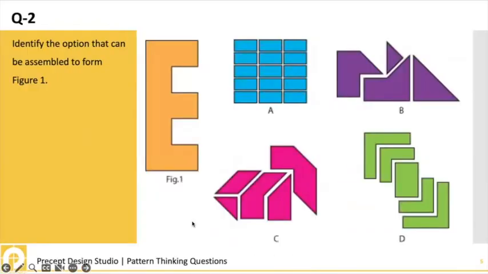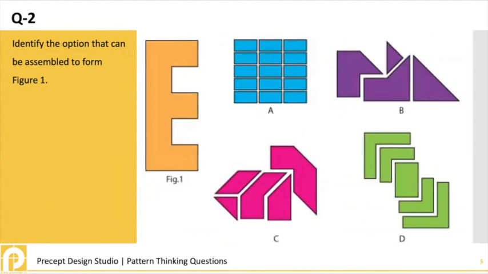Here you are given different parts. Figure 1 is an E-shaped block, and what we have to identify is the option that can be assembled to form figure 1. Now, at one glance, you may feel that one or more options are correct, but no, not in this case. In this case, only one answer is correct.